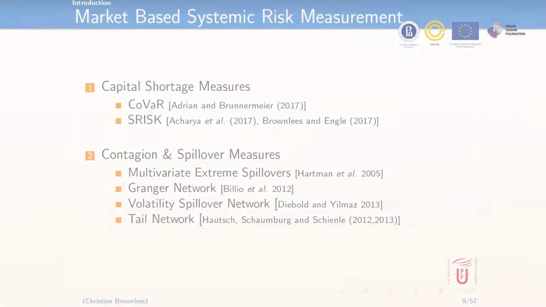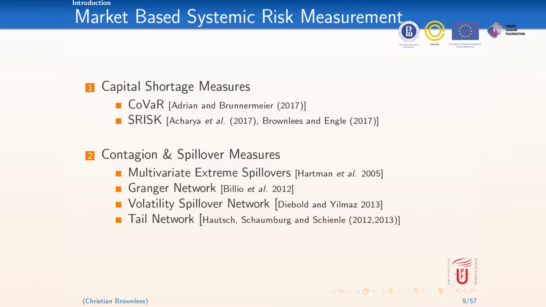So now, this is a bit of a map of the systemic risk measures that we have out there. I'm differentiating between two categories of systemic risk indices. I'm very unmodestly citing myself here. We have capital shortage measures, which are the new thing that came out in the aftermath of the crisis. These are the new approaches for measuring systemic risk in the economy that became popular in the aftermath of the financial crisis.